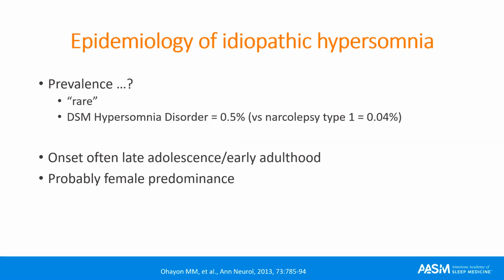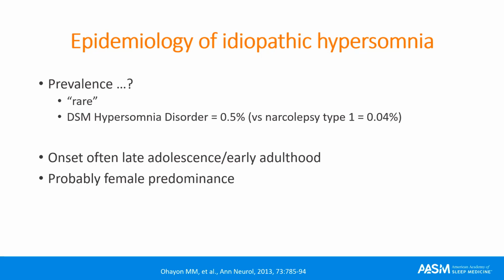It's hard to find data in support of that statement other than people's individual clinic populations, which certainly are subject to referral bias. In the DSM, for psychiatric diseases, hypersomnia disorder is the equivalent to idiopathic hypersomnia. A population phone survey showed that that disorder is actually probably about 0.5% of the population. And so potentially that cluster of symptoms may be much more common than narcolepsy type 1.